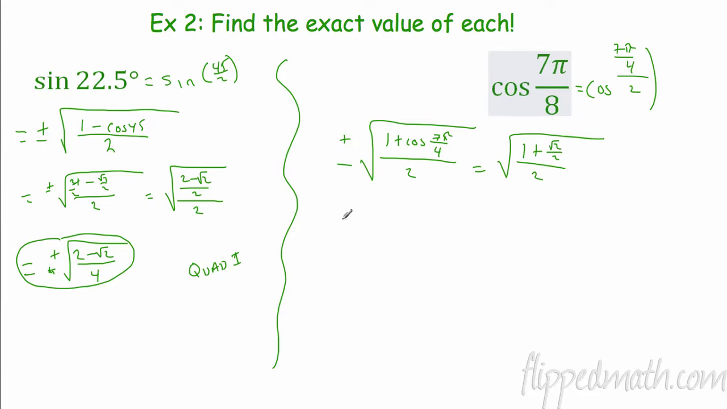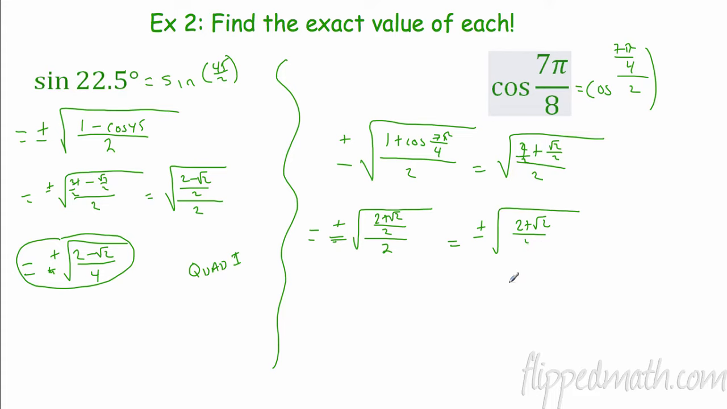All right. So let's take a look here. Common denominator, we need a 2 over 2 again. So this is now going to be plus or minus 2 plus radical 2 over 2, all that over 2, which gives us plus or minus radical 2 plus radical 2 over 4.